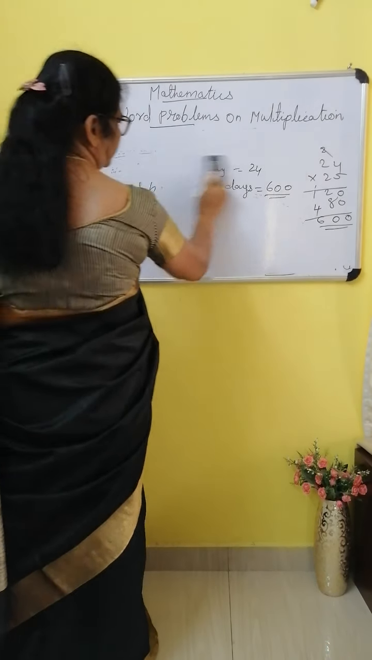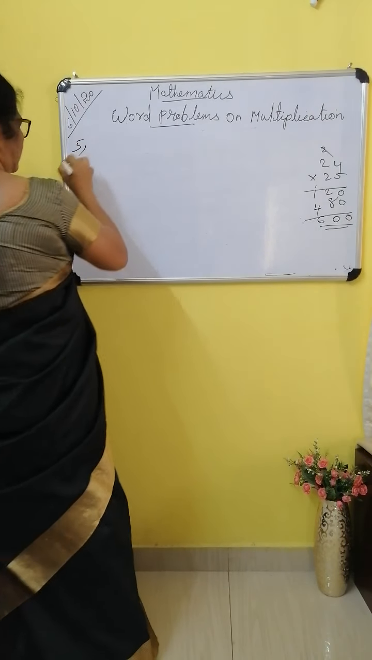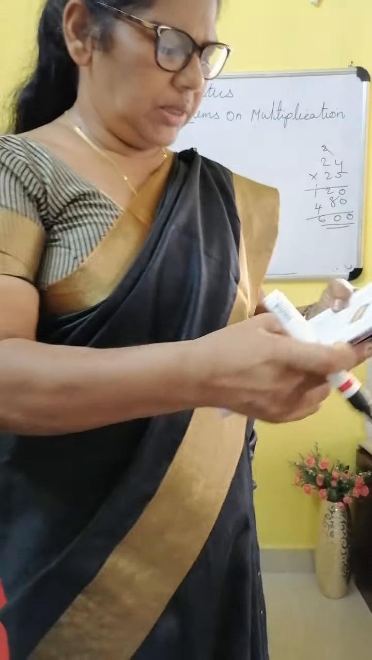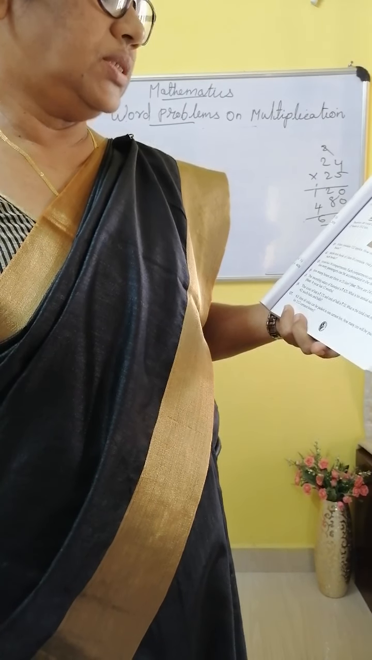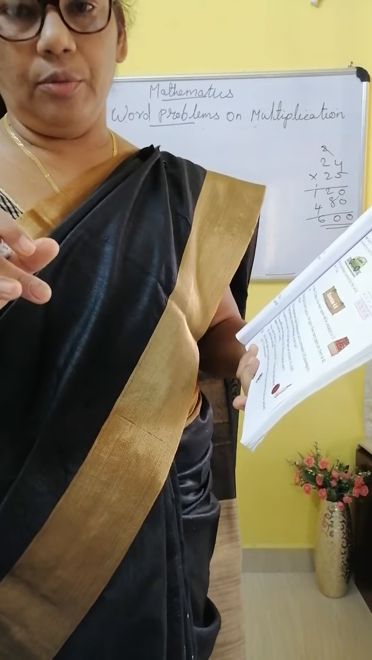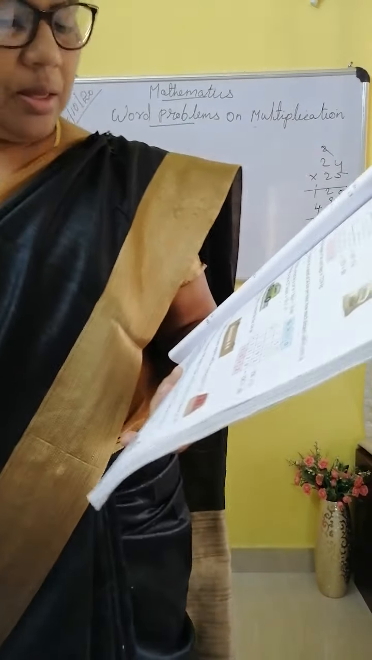Next one, number 5. Question: A monthly salary of Ram Dayal is rupees 825. What is his annual salary? Annual means 1 year. So, how many months are there in a year? 12 months. So, you have to find out the salary of 12 months. That is annual salary. Okay. Fourth one is over. Fifth one.